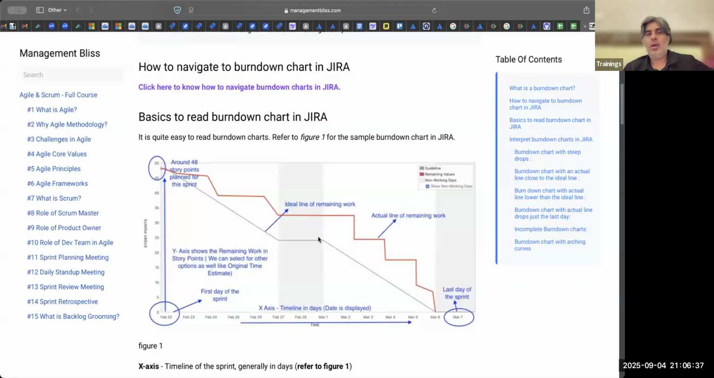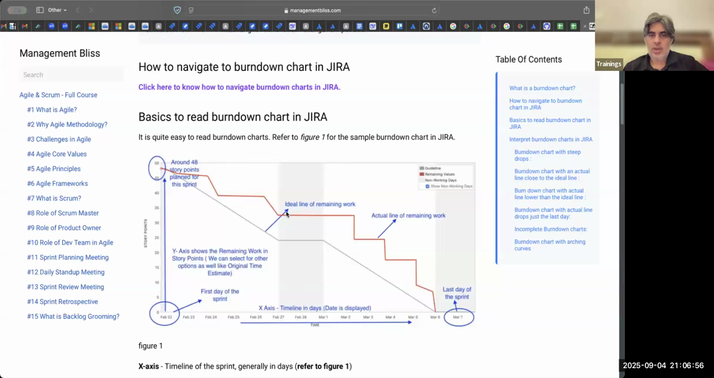So I'm going to start talking about burn up and burn down charts, which are the two major charts that you are going to be using. Wait, let me share my screen. I'm going to go a little bit in detail on the burn down because that's the main chart which the Scrum Masters use. The burn up is mostly for the release managers and agile coaches.